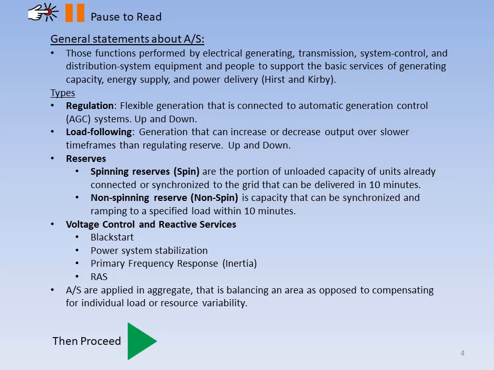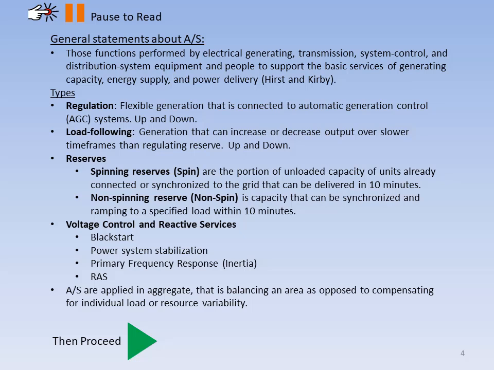This slide provides some general definitions. It might be helpful to hit pause and read for a moment. Hurst and Kirby described ancillary services as those functions performed by electrical generating, transmission, system control, and distribution system equipment and people, to support the basic services of generating capacity, energy supply, and power delivery. So it's not the main product, energy. These are the side but essential products needed to support energy on the system.